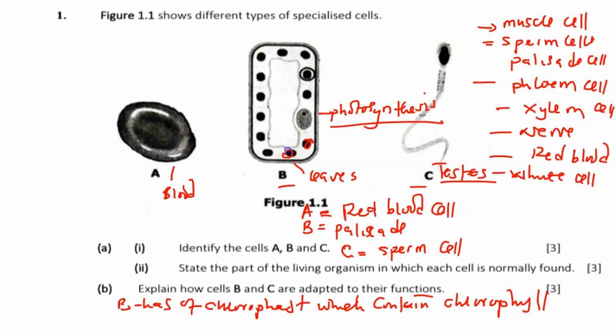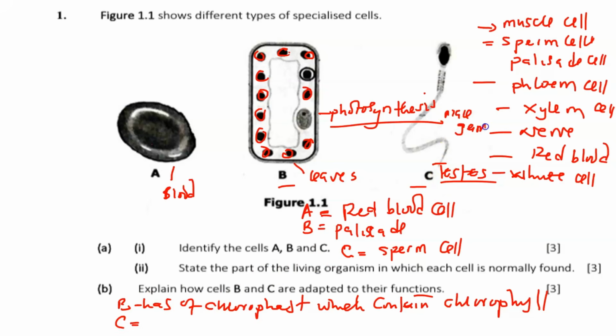All these that you are seeing are chloroplasts. So they are numerous, so that it can trap much light energy. Then what is the other one? The adaptation for C. For C, what is the function? You know that it's a male gamete. It's a male gamete.